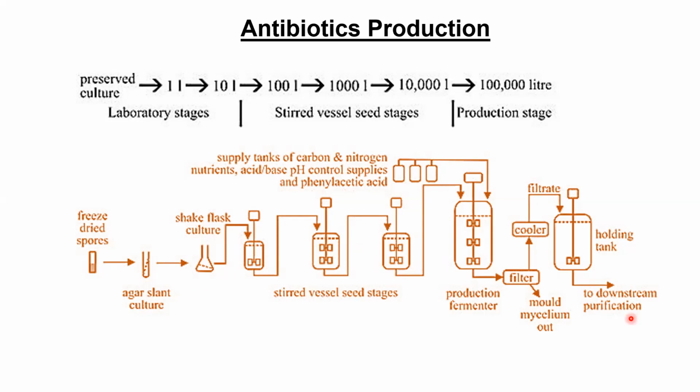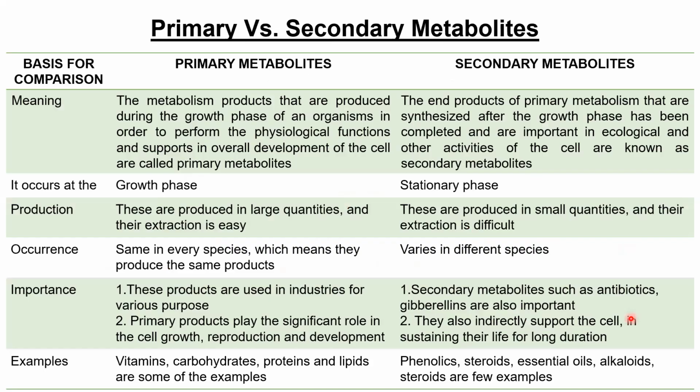Downstream purification is actually a technical word for the harvesting, cleaning, and purification of your products from a biotechnological process using bacteria, mammalian cells, plant cells, or fungal cells. Now, what are primary metabolites? How do they differ from secondary metabolites?